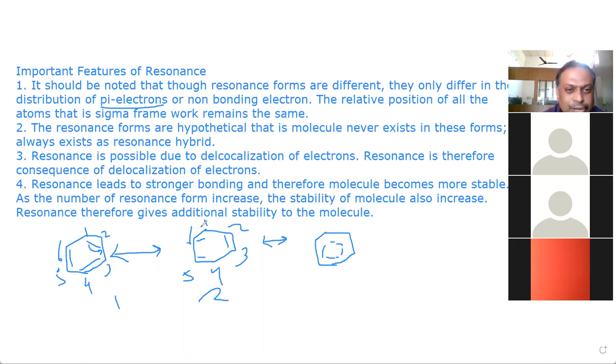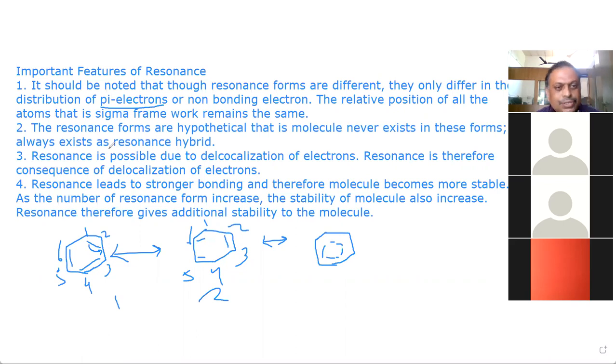Third, resonance is possible due to delocalization of the pi electrons. Resonance is a consequence of the delocalization of the electrons. The pi electrons are delocalized: 1, 2 was double and 2, 3 single, then 2, 3 becomes double; 3, 4 single, 4, 5 double, 5, 6 double, and 1, 6 double. And this is the third feature. That means resonance is possible due to delocalization of electrons, and resonance is therefore a consequence of delocalization of electrons.